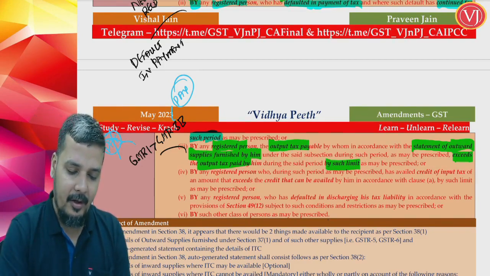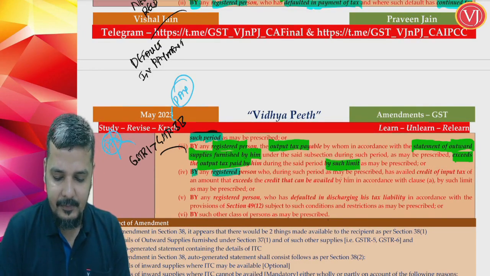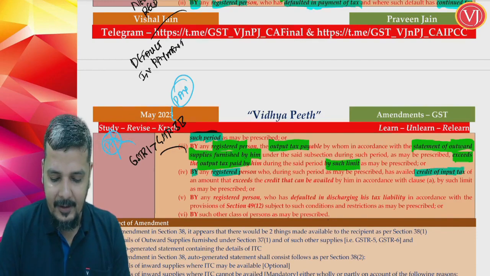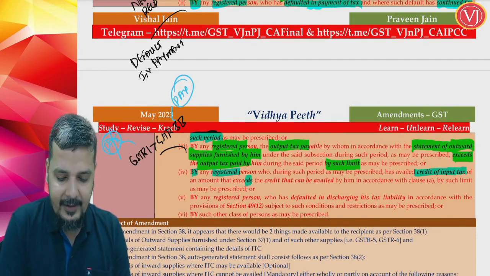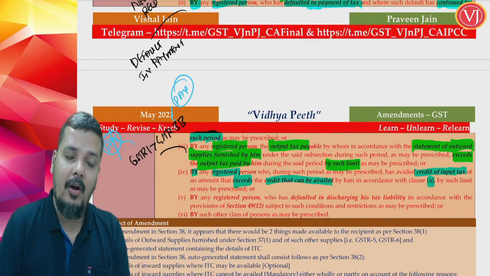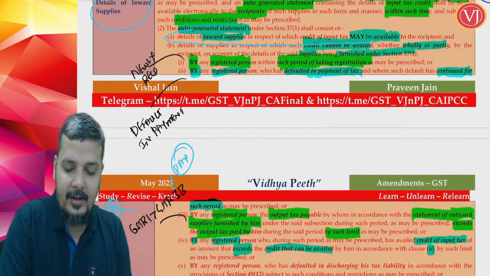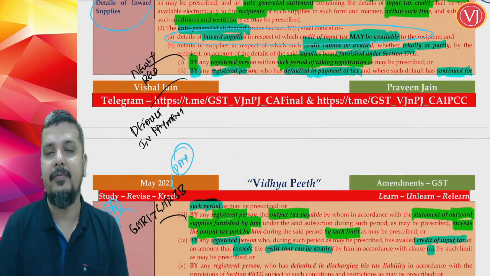Or you're talking about a scenario where such registered person has taken credit that exceeds the credit that can be availed in accordance with clause A, which means in accordance with the recommendation that the system will give.